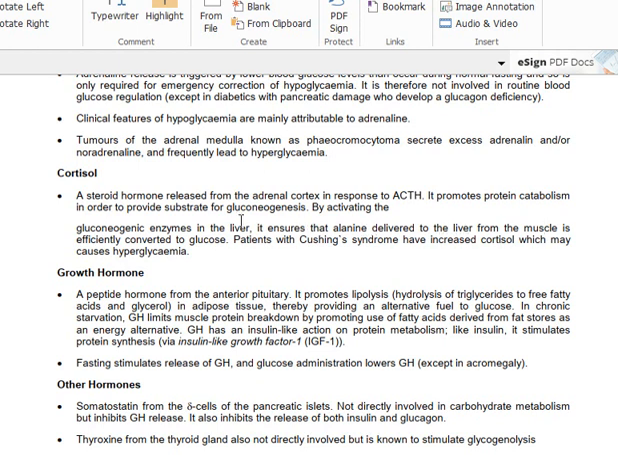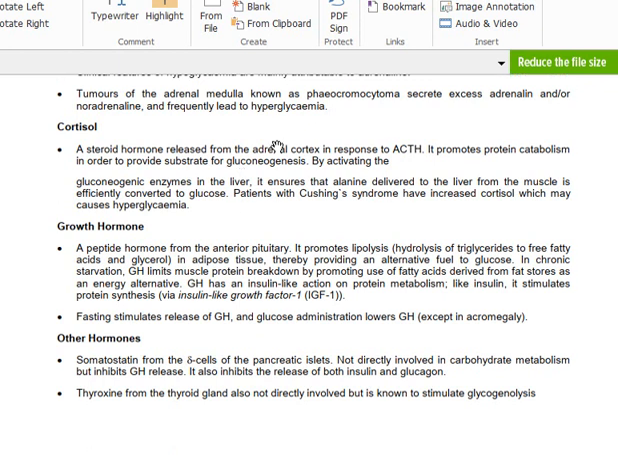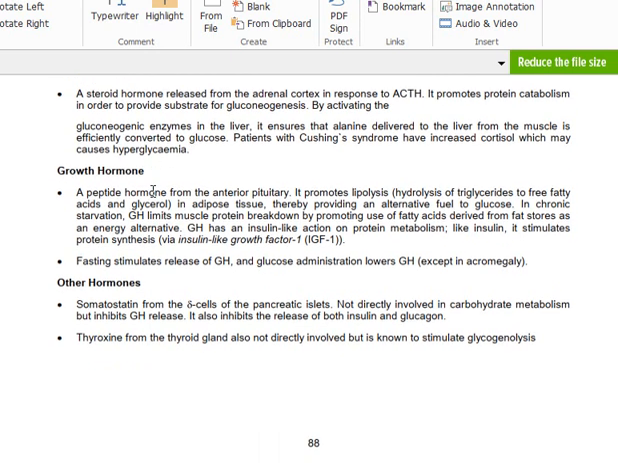So cortisol is going to promote the production of glucose from other sources, and mostly from protein. So it's the conversion from protein through gluconeogenesis. Every time, patients with Cushing's syndrome having an increased cortisol level are going to have hyperglycemia. That's why Cushing's syndrome is a risk factor for diabetes mellitus.